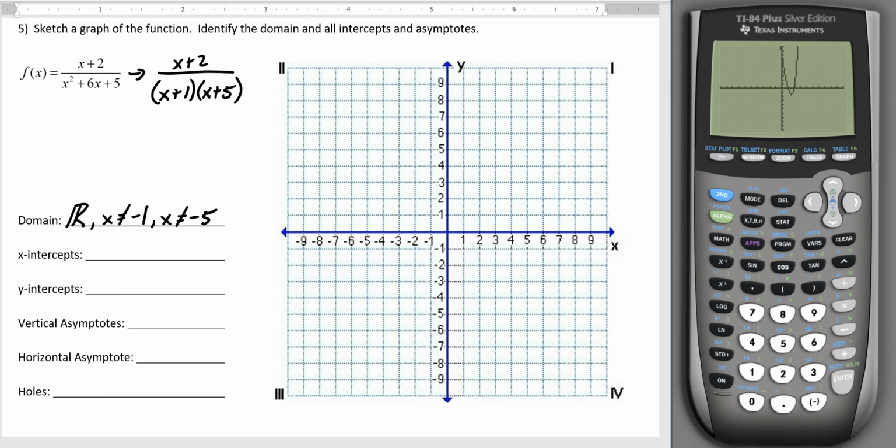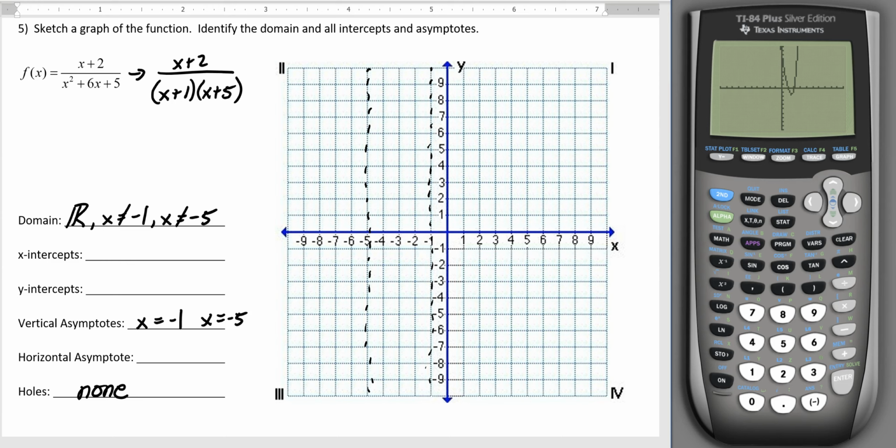Now from this we also get our vertical asymptotes. We're not going to have any holes because none of the factors are in common between the numerator and denominator. So that tells me my vertical asymptotes are x equals negative 1 and x equals negative 5. So let's go ahead and graph those here. Negative 1. Got a vertical asymptote there. Negative 5. Vertical asymptote there.